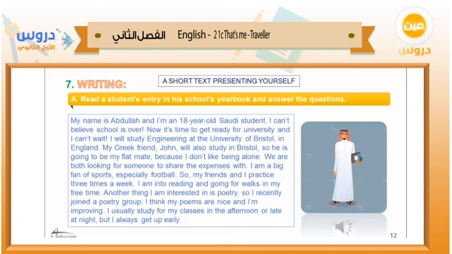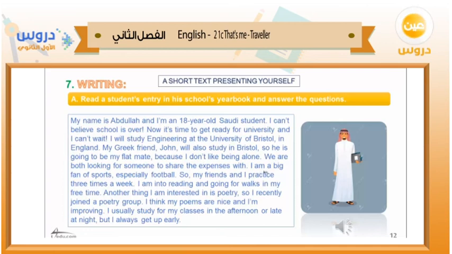7. Writing. My name is Abdullah, and I'm an 18-year-old Saudi student. I can't believe school is over. Now it's time to get ready for university, and I can't wait. I will study engineering at the University of Bristol in England. My Greek friend, John, will also study in Bristol, so he is going to be my flatmate, because I don't like being alone. We are both looking for someone to share the expenses with.